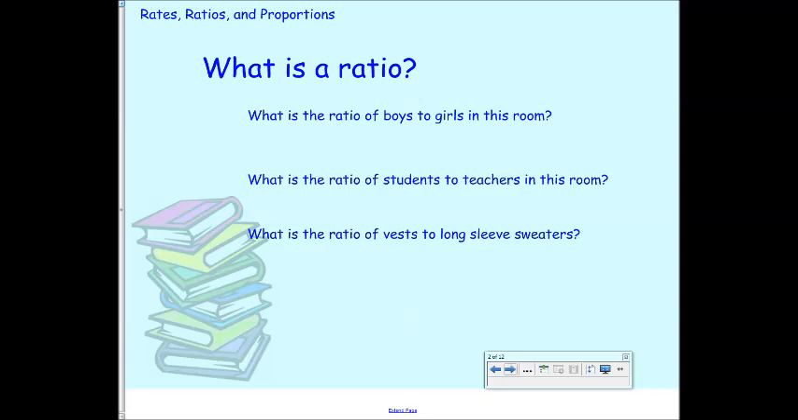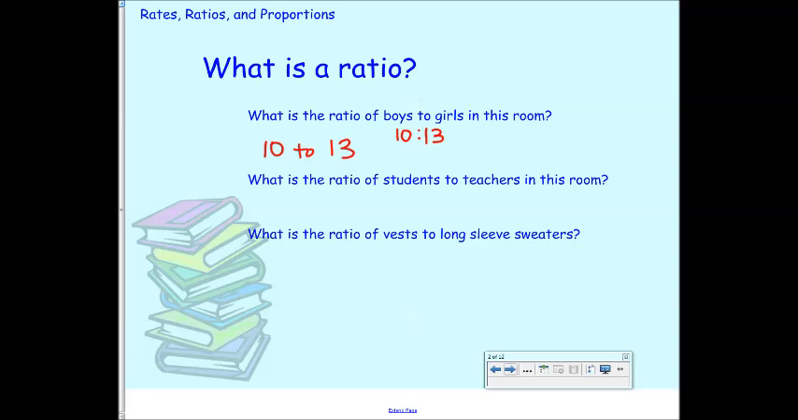Jesse? 6 to 7. With like the word to? Yeah, okay, so you can write it with a word. So you could say boys to girls in this room would be 10 to 13. Okay, that's one way. What's another way you could write it? Jessica? 10 colon 13, and it's still said the same way, 10 to 13.